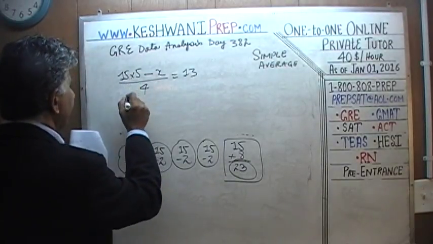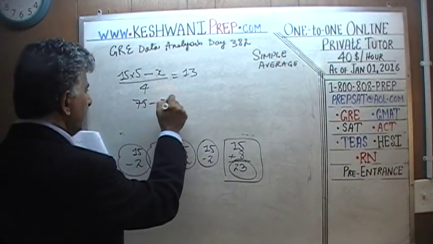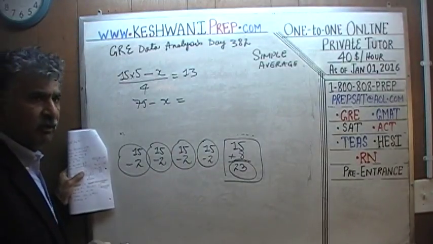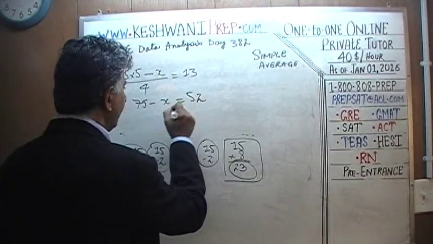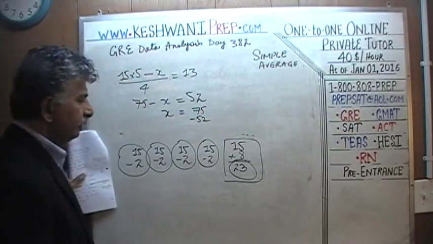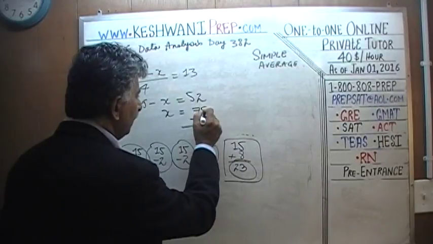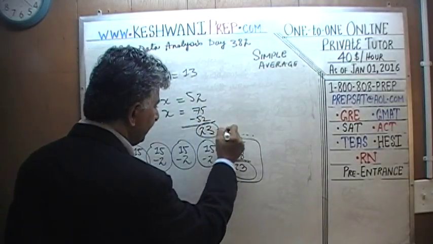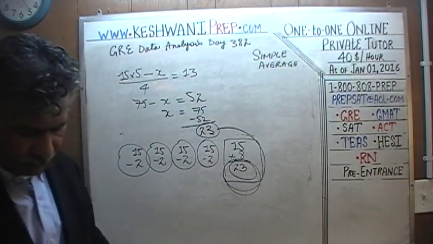And we get 15 times 5, which is 75, minus x is 13 times 4. 13 times 2 is 26. Double of 26 is 52. And therefore, x is equal to 75 minus 52. 5 minus 2 is 3. And 7 minus 5, there we go, 23. Voila. The number removed was 23.